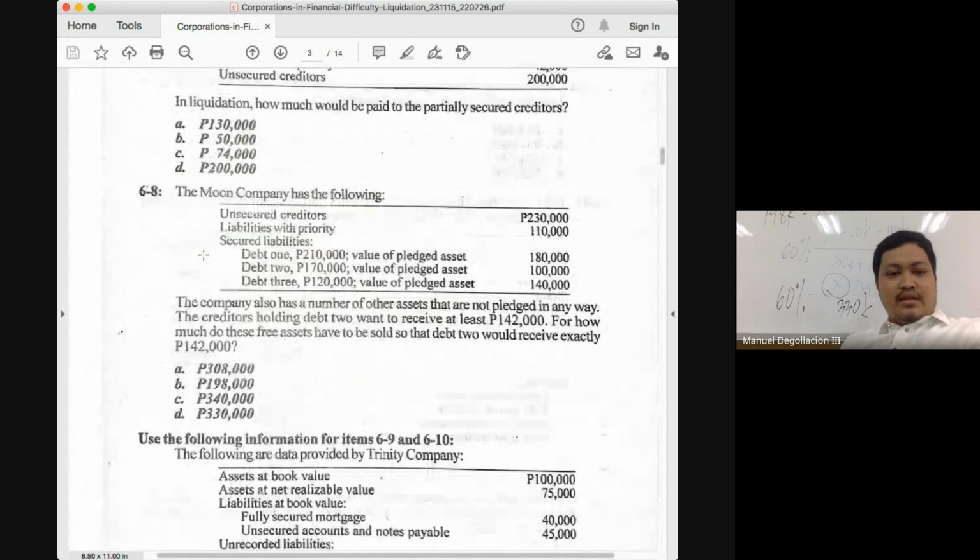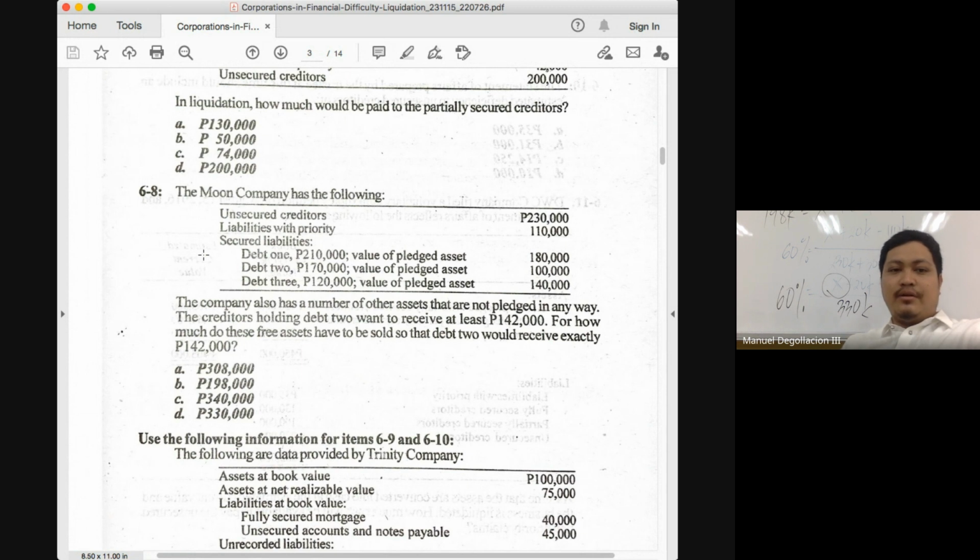We will not have enough time to finish 6-9, 6-10. Let's just explore more for 6-8. If you'll be asked how much would be paid for that one class, how much will that one receive in total? Of course, it should receive more than 180 because that's the value of the pledged asset.